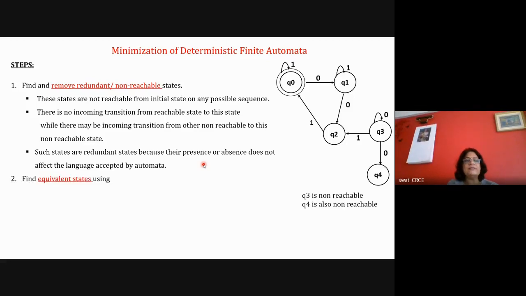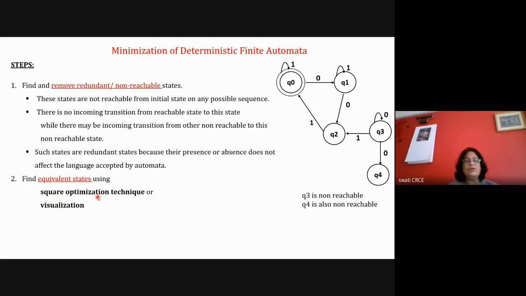Now the second step is to find the equivalent states. Now in the remaining diagram, we will remove this Q3 and Q4. Now there are three states remaining in this diagram: Q0, Q1, and Q2. From these three states, we have to find out the equivalent states. Equivalent states means they are behaving in the same manner. Find the equivalent states using the square optimization technique or visualization technique. Okay, so I am going to teach you the square optimization technique.